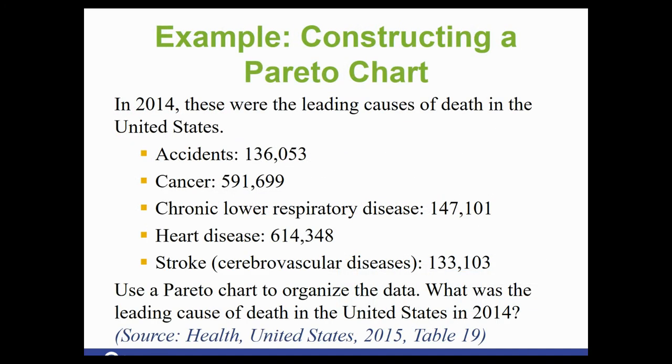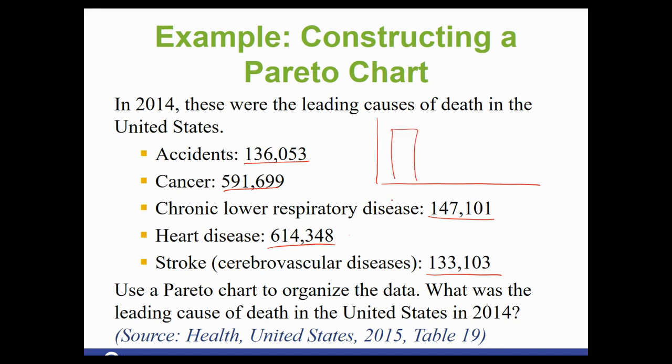So here's an example. In 2014, these were the leading causes of death in the United States: accidents, cancer, chronic lower respiratory disease, heart disease, and stroke. Use a Pareto chart to organize the data. What was the leading cause of death in the United States in 2014? So we're going to squeeze this in here. We're just going to make a quick sketch. The big thing you're looking for is between these numbers, which one's the biggest? In this case, it's heart disease.